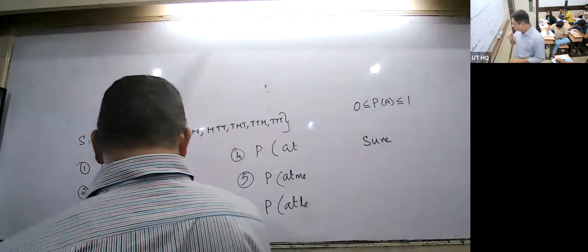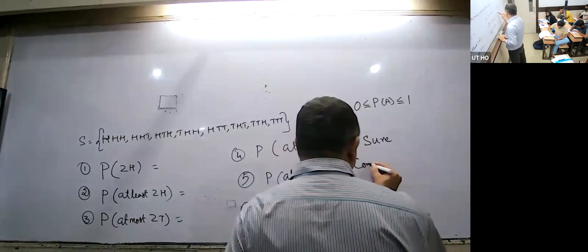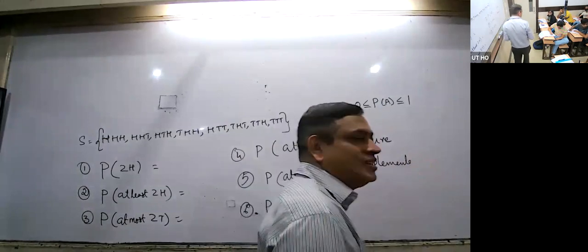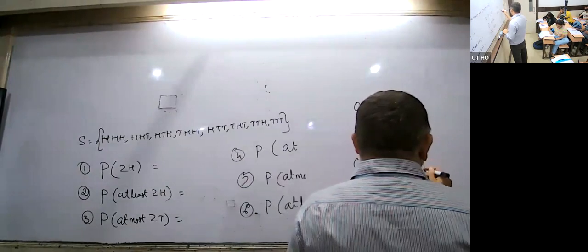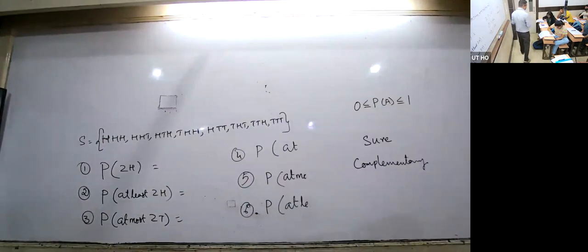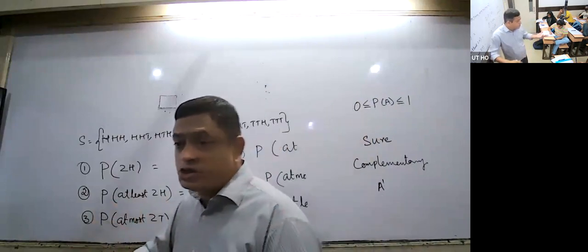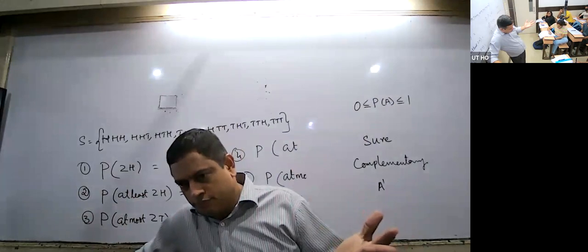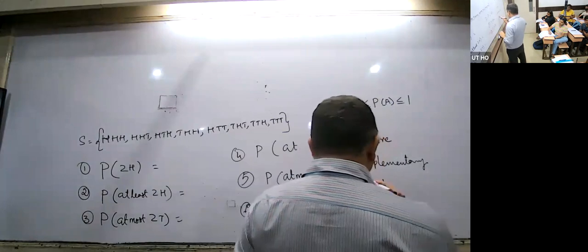Next one is called complementary event. Complementary event. Have you heard about complement? A complement, A bar, A dash. Elements which belong to S but do not belong to A. S minus A. That is the one. Understood. The property is P of A bar.